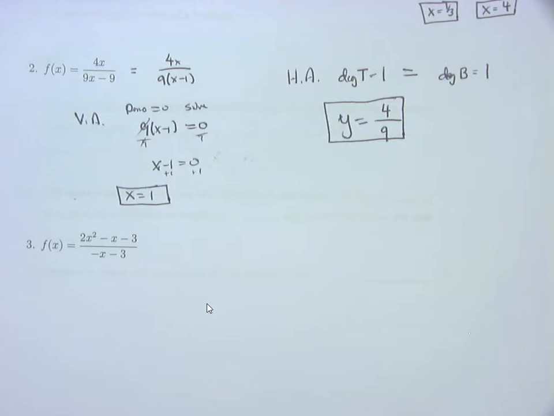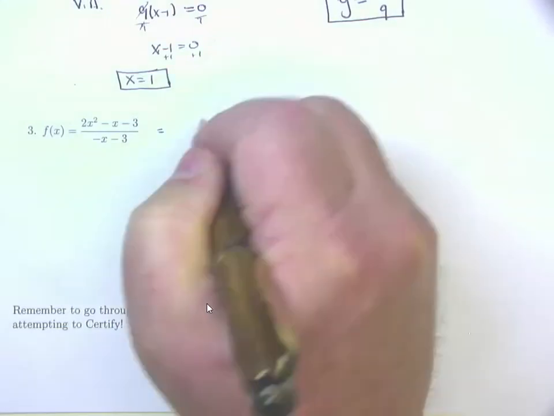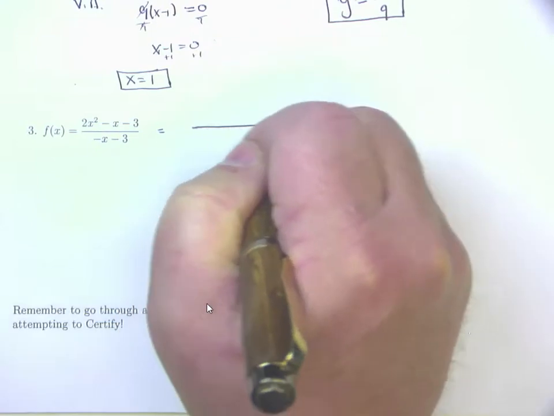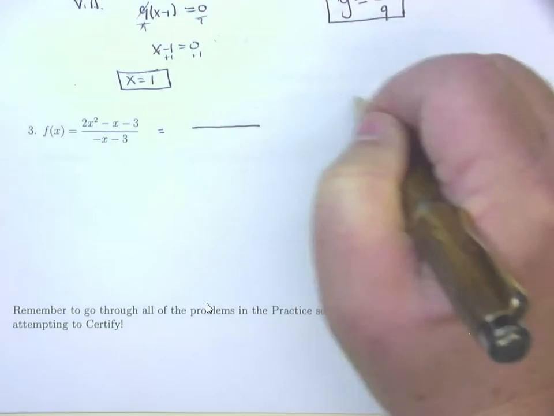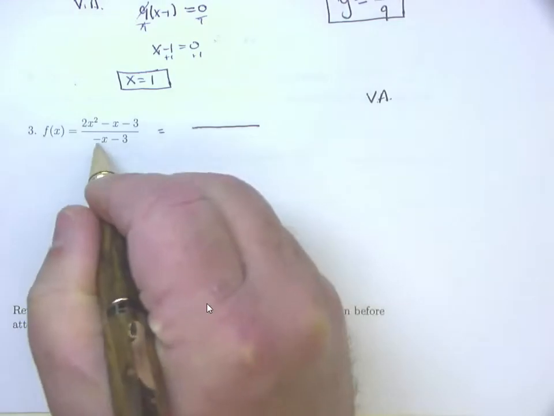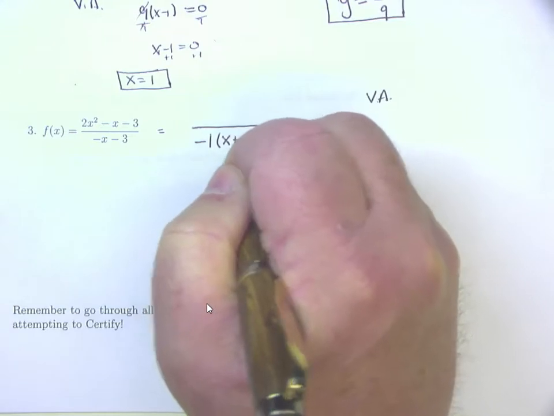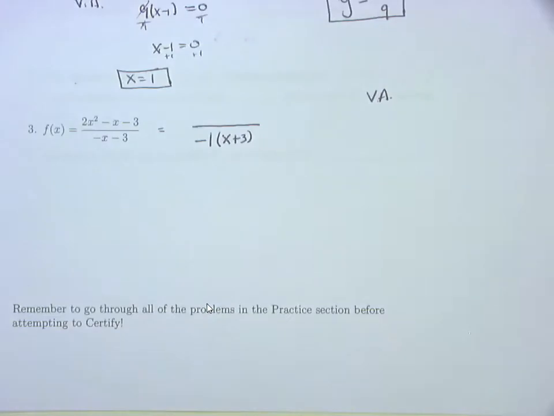And then, number 3. f of x is equal to 2x squared minus x minus 3 divided by negative x minus 3. So the first thing I'm going to do here is factor the numerator and denominator. I focus on vertical asymptotes. So focusing on this vertical asymptote aspect, I'm going to factor my numerator, factor the denominator. By factoring the denominator, I can pull a negative 1 out. That's pretty much it. And I'm left with x plus 3. Remember, when you pull a negative out, it changes your signs.